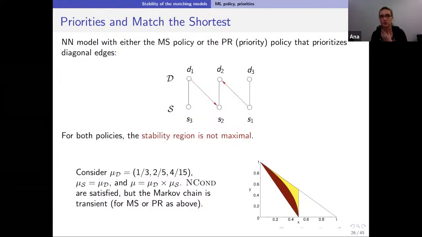Okay, then there are policies that do not have a maximal stability region, and typically these are priority policies or match the shortest, which is probably the opposite of something that you might want to do in the system. And for example, this is an NN graph in which the red edges denote the priorities. So an item of demand type 1 gives priority to supply of type 2, for example. And for this priority policy, you can find an example from an N-cond that is unstable. Here in the picture on the bottom, in the yellow region, we can show that these are sufficient conditions for stability, so you're always stable. But in the red area, you might not be. And red and yellow both give the necessary stability condition for this example.